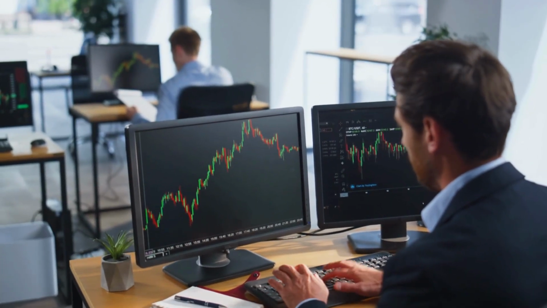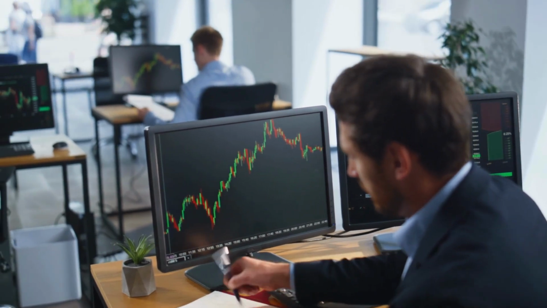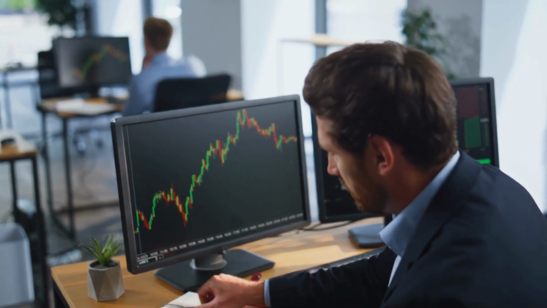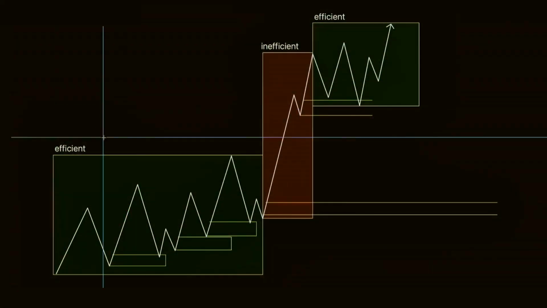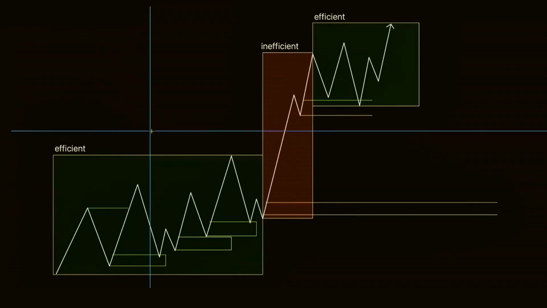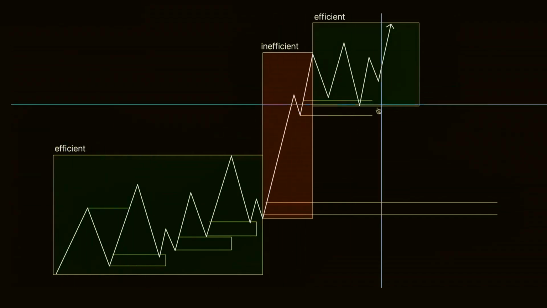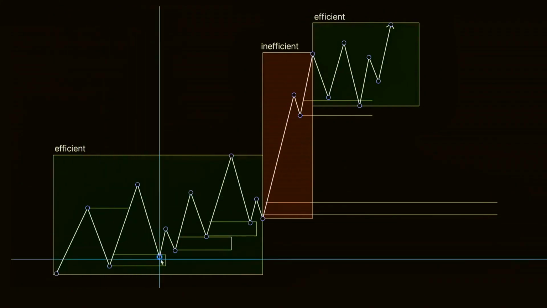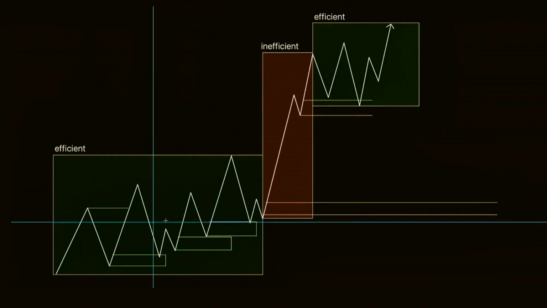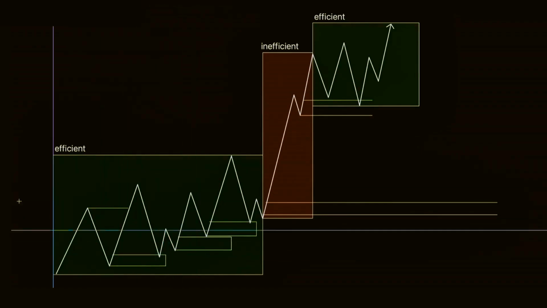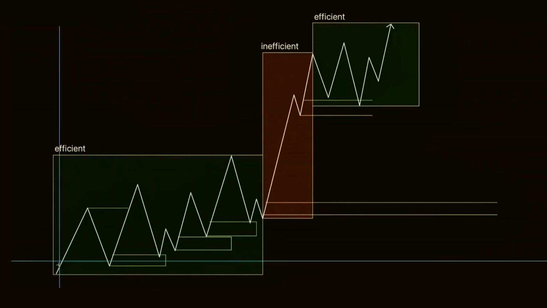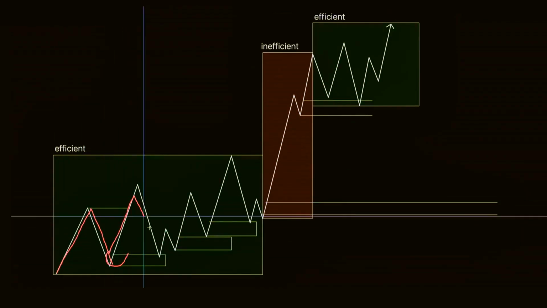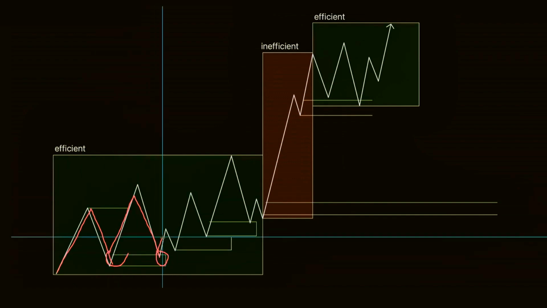So now we have combined market structure with supply and demand. But there is one more factor to understand, which is the theory of market efficiency and inefficiency. This theory suggests that the market often moves in two different states, efficient and inefficient. An efficient market is when price continuously moves up or down but always returns to retest previous supply or demand zones. You can see in this phase, the market pushes price up, creates a demand zone, and then returns to retest that demand zone. That means no price gaps or imbalances are left behind.